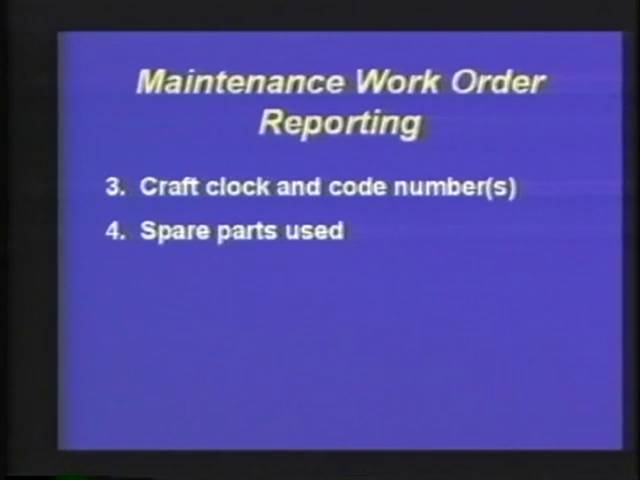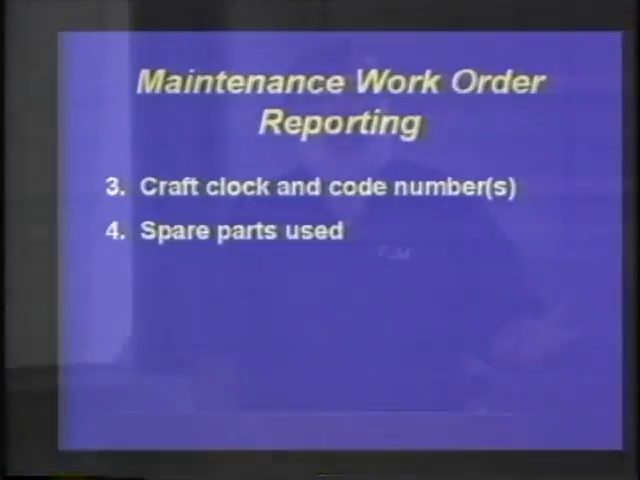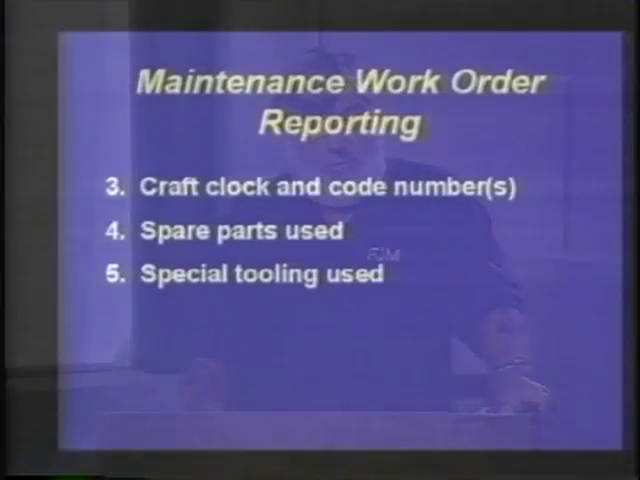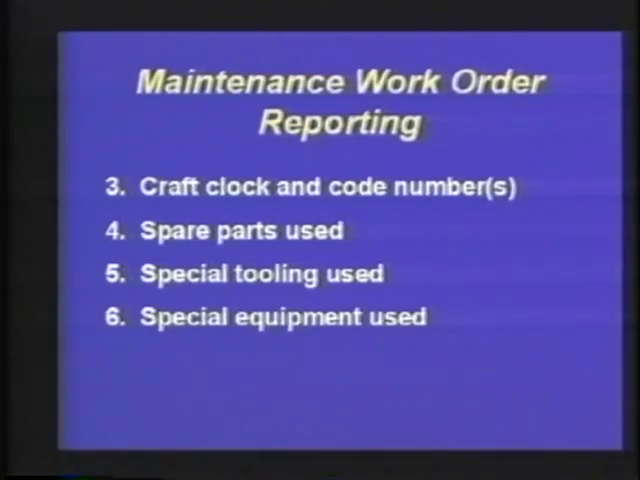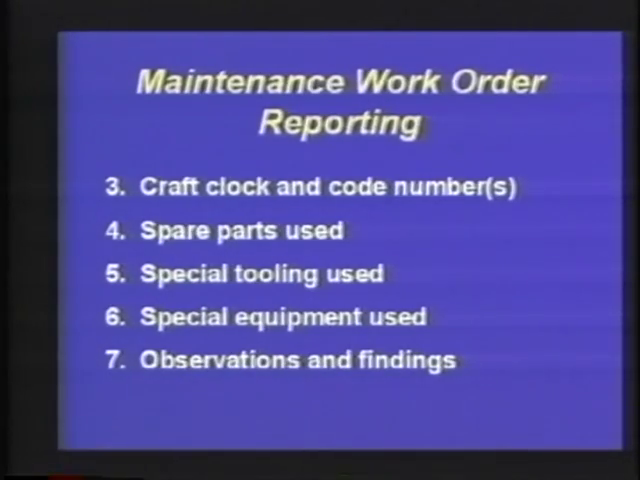We have spare parts used. Now, if I had 3 spare parts issued on an order and I used all the spare parts, I don't have to report the spare parts by part number used. But if, let's say, 1 was not used, then that means maybe we have the wrong part number, or we added a part to the PM order and it wasn't required. That's the type of feedback we want. Special tooling, was it the proper tool? Likewise, equipment. And also, don't forget the documentation.